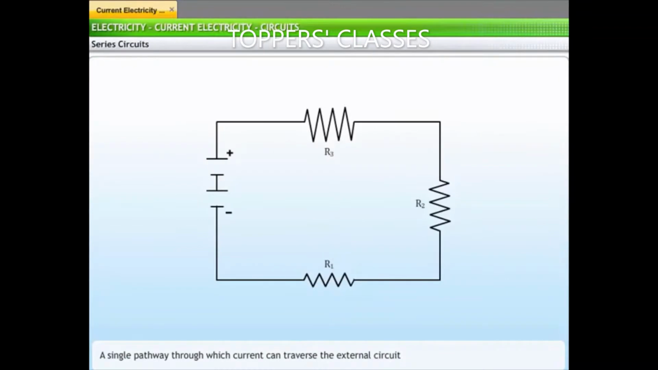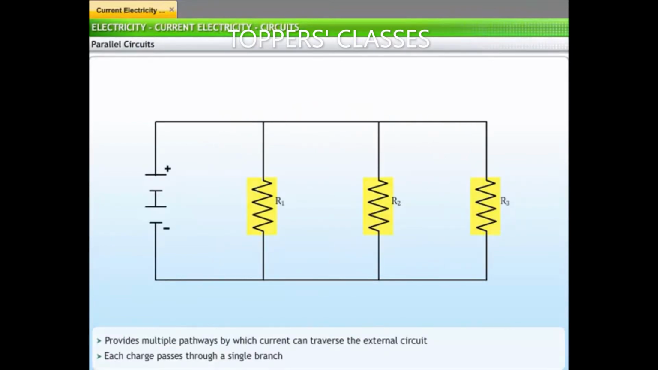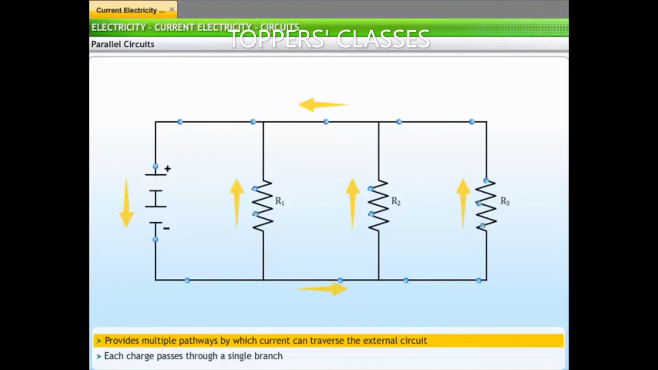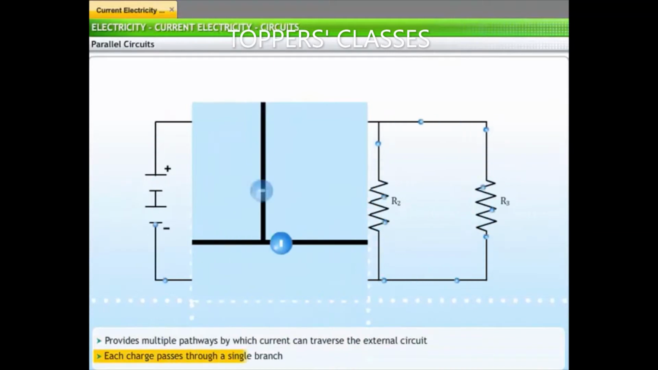Let us first examine a series circuit. In a series circuit, each device is connected such that there is only one pathway through which current can traverse the external circuit. Each charge traversing the loop of the external circuit passes through each resistor consecutively. In a parallel circuit, each resistor is placed in its own separate branch. The presence of branch lines provides multiple pathways for a current to traverse the external circuit. On arriving at the branching location or node, a charge selects the branch on which it will travel back to the low potential terminal. Thus, each charge passing through the loop of the external circuit passes through a single branch.